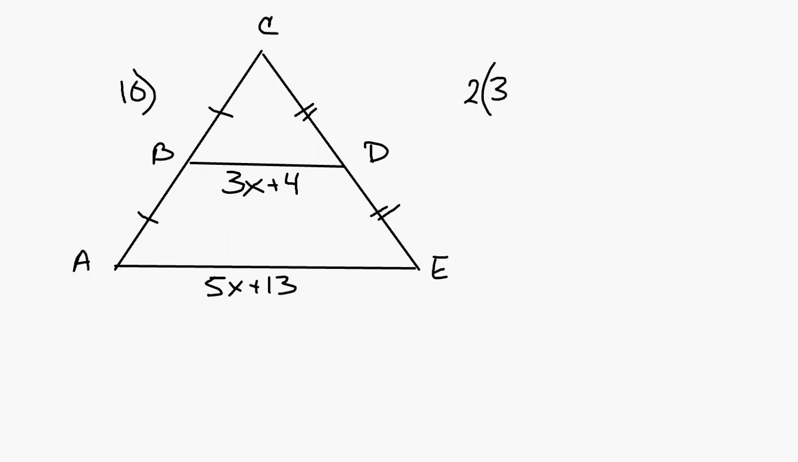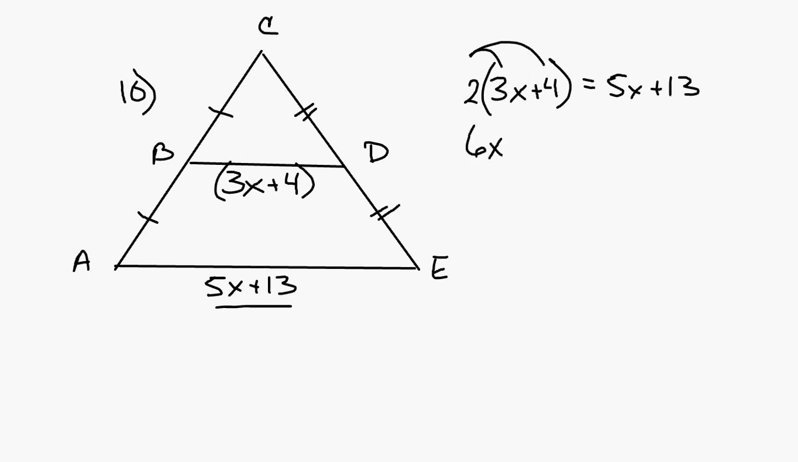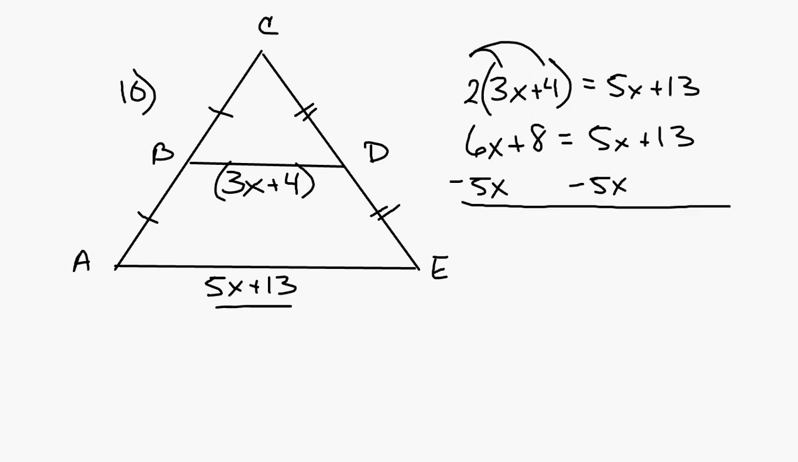Wait, how do you get the 2? 2 of these equal this. Because it's half, right? It's half the length. So we got 6x plus 8 equals 5x plus 13. So our x plus 8 equals 13. Subtract 8. X equals 5.